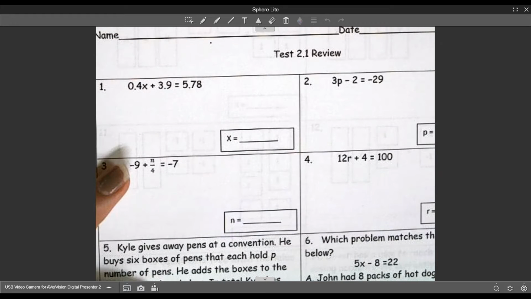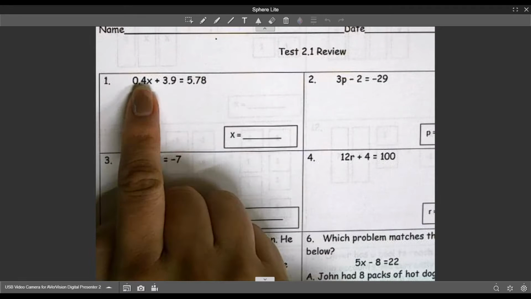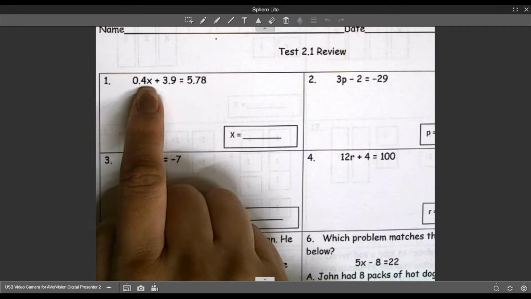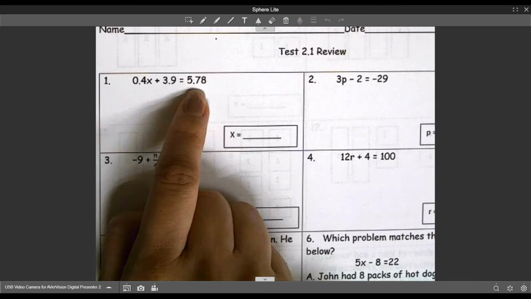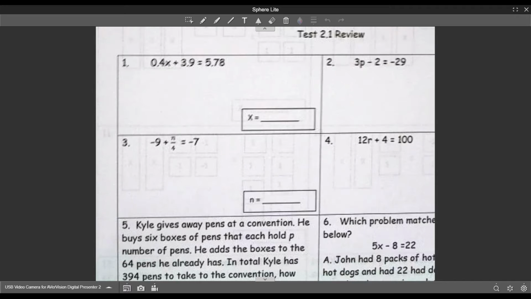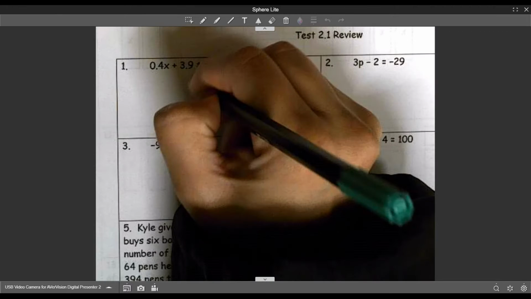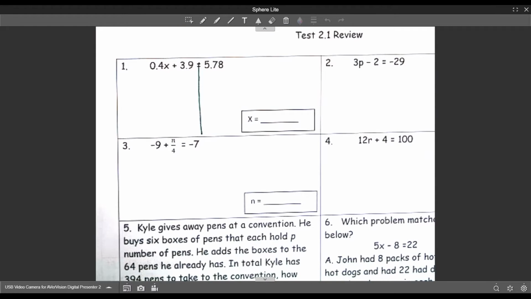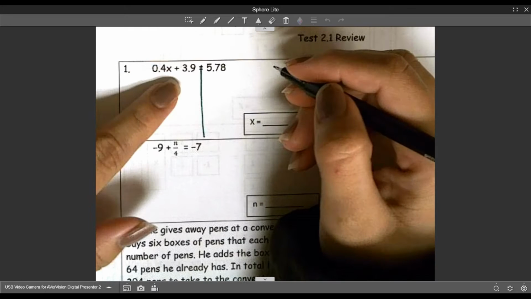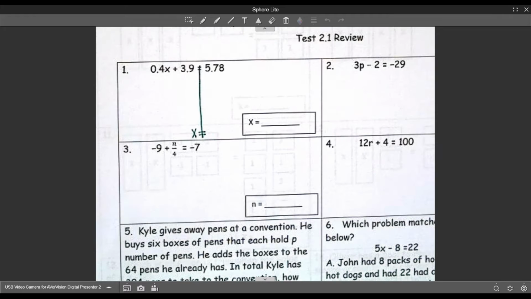So we're going to go ahead and get started, and I'm going to start with number 1. Number 1 reads 0.4 times x plus 3.9 equals 5.78. In this type of question, the first thing we're going to do is draw a line through the equal sign. My goal is to figure out what x is equal to, so I'm going to say x equals. That's what I end up with.